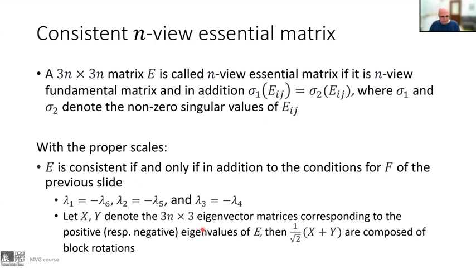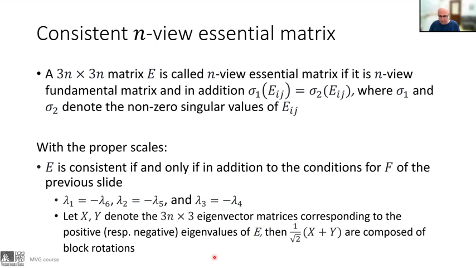And yes? Why is that? So that comes from this condition. I didn't prove it, of course. We said in the case of fundamental matrices, we have 3 positive and 3 negative eigenvalues. And it turns out that in the calibrated case, the 3 positive ones are exactly equal to the 3 negative ones up to sign.